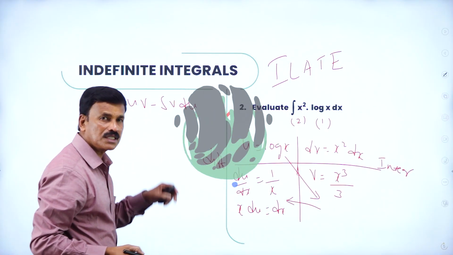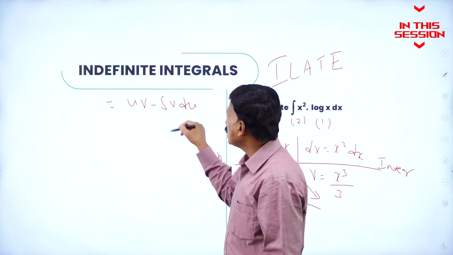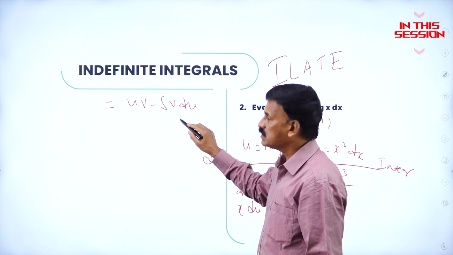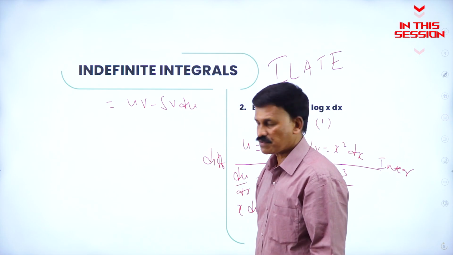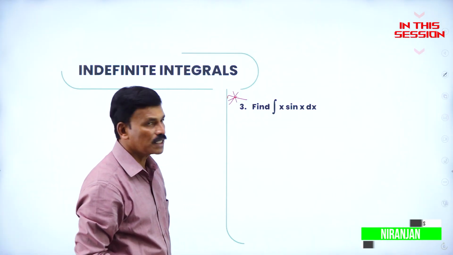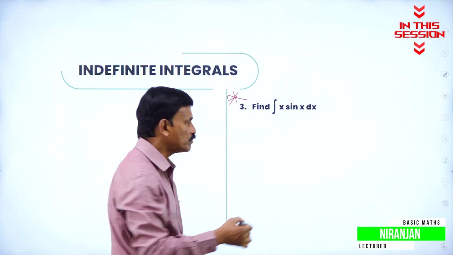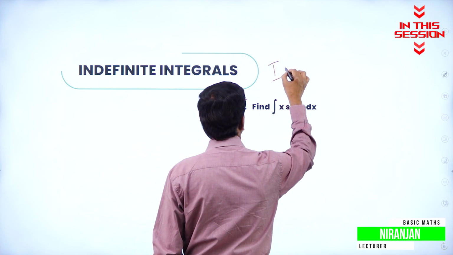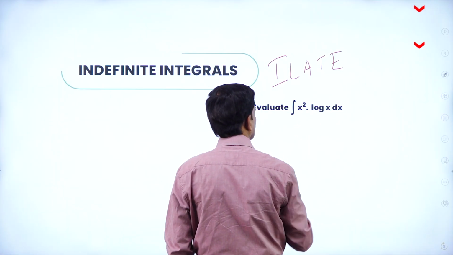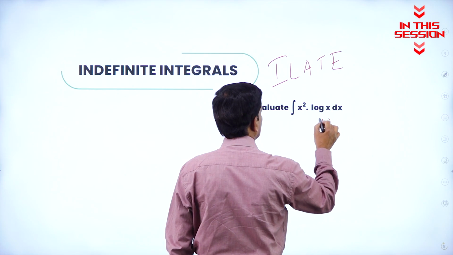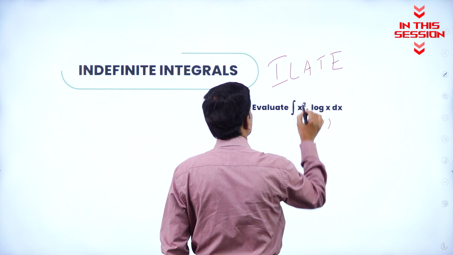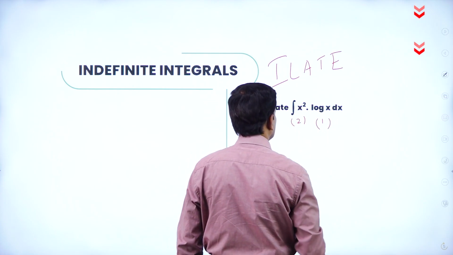First function into integral of second function minus integration of integral of second function into differentiation of first function. Integration of x sin x. Again, this is also by integration by parts. What is the formula? ILATE formula, I-L-A-T-E. Since it is algebraic and logarithmic function, first consider logarithmic function as the first function and algebraic function as the second function.